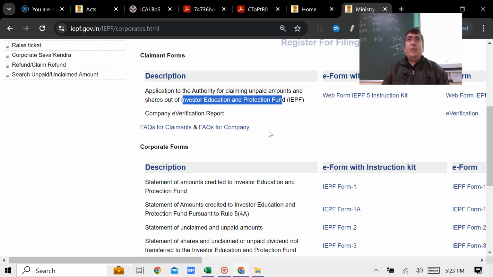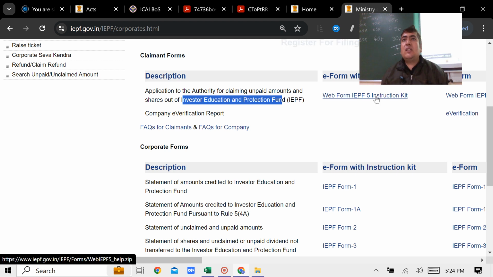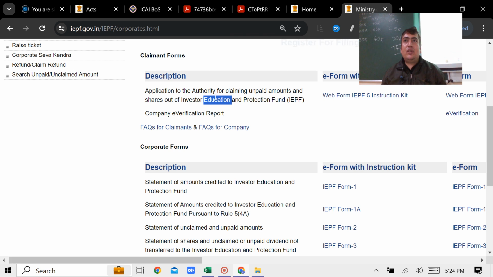So which form you will use, bacha? IEPF 5 you will use. I hope you are understanding. So देखो guys, I charge 2 lakh rupees for the 1 crore rupees shares consultancy. But if you have the knowledge of section 125 and section 124, you don't need me. You can directly go there, download this form, pay some necessary fees and upload to the website, and the website will look at into the matters.